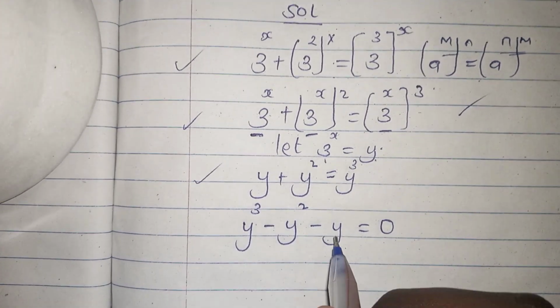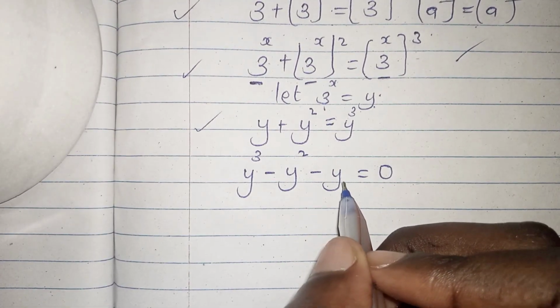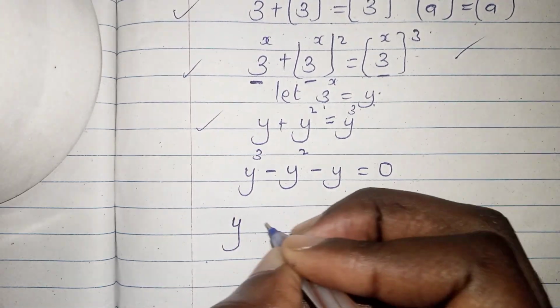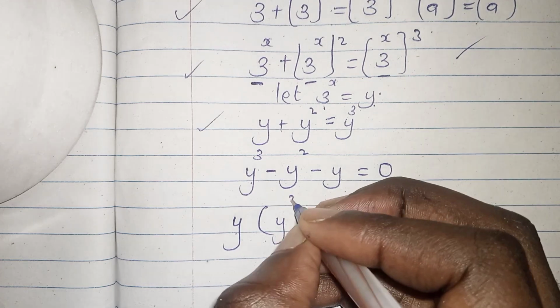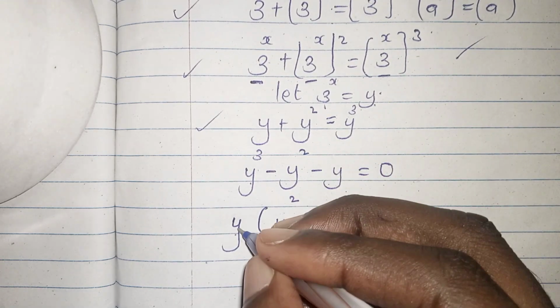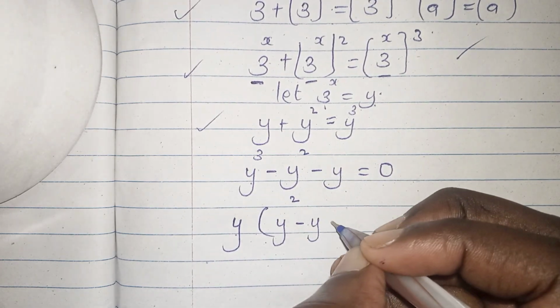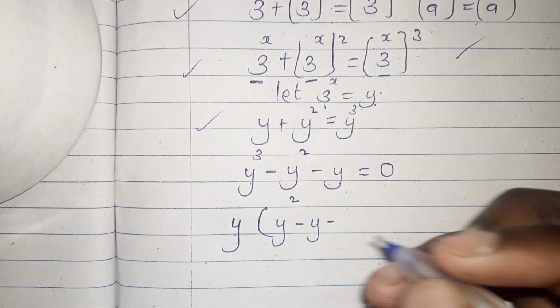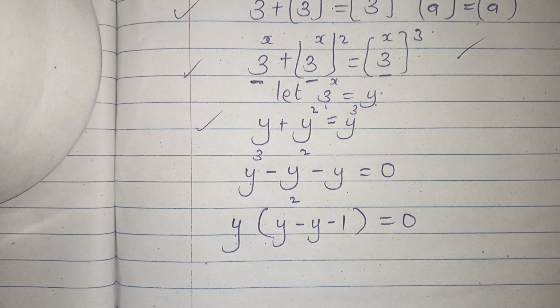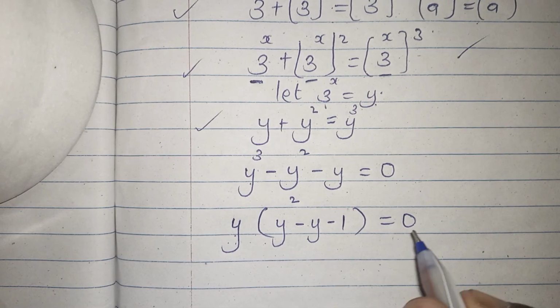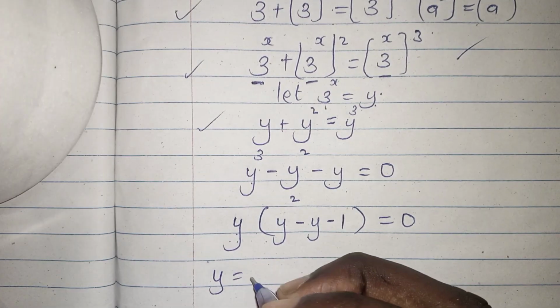So we are going to factor out our common factor here, which is y. So this is y cubed divided by y, this is y squared, minus y squared divided by y, we are left with y, minus y divided by y, this is 1, is equal to 0. So from this point, we already have the first value of y. So y is equal to 0.